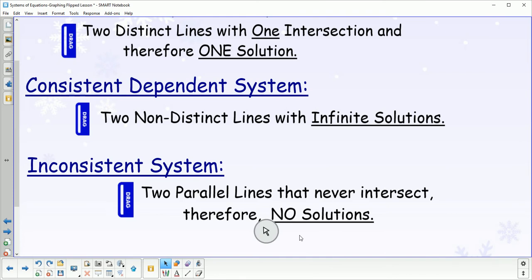Okay, so independent, one solution. Dependent, infinite solutions because they overlap each other. Inconsistent, no solutions because they never intersect.